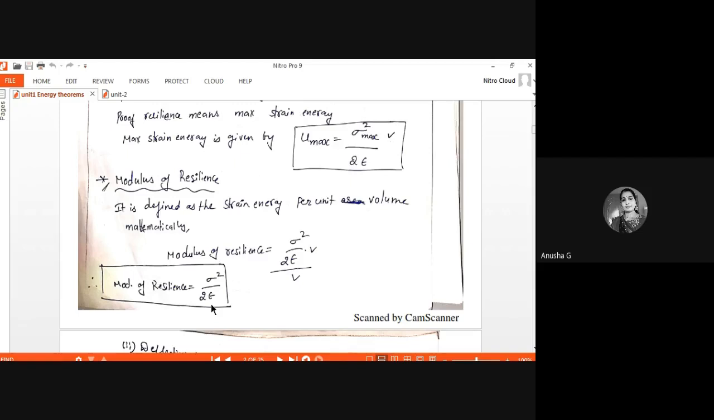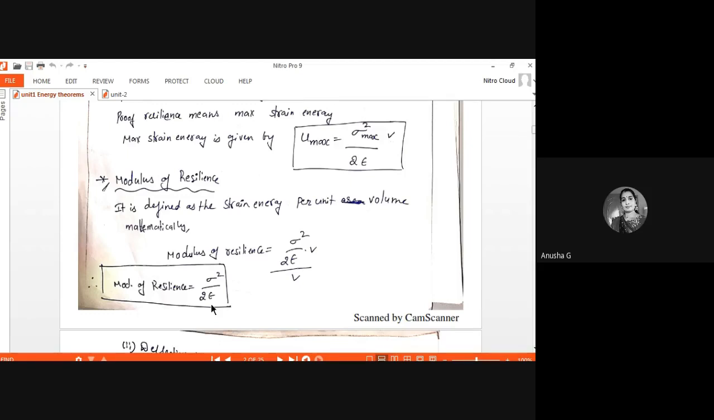Next one is the proof resilience. Proof resilience is nothing but the maximum energy which is stored in the body within the elastic limit. That is U maximum. U maximum equals sigma square maximum into V by 2 into E.